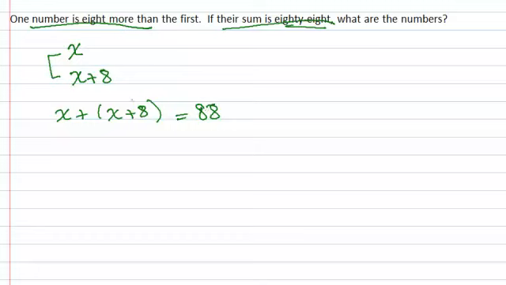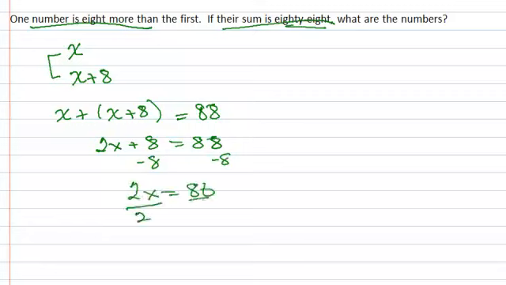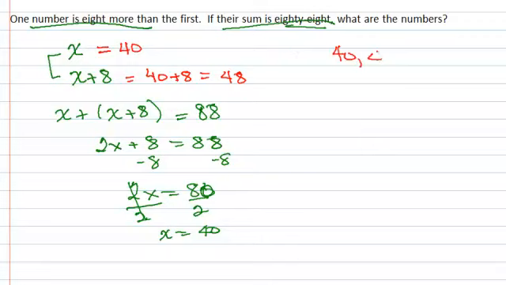And now, again, we do the same thing. We just simplify and solve. And it asks for the numbers, so we know that x is equal to 40. The next one is 40 plus 8, or 48. So our numbers are 40 and 48.